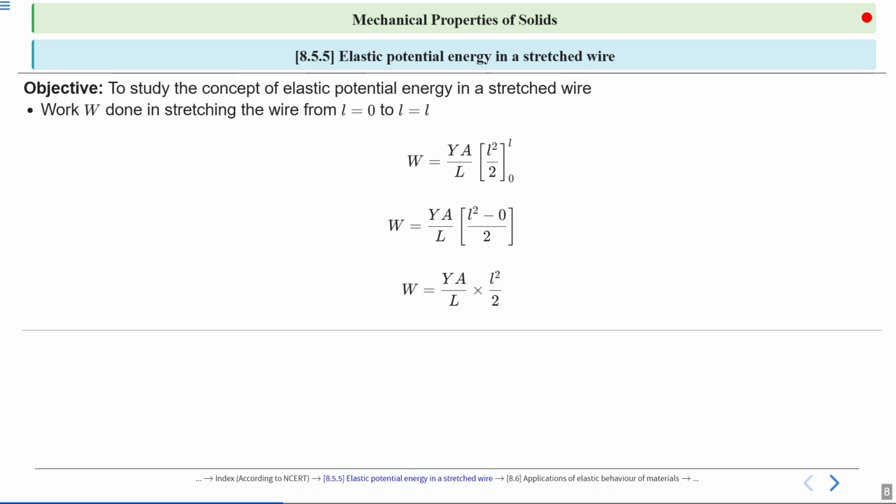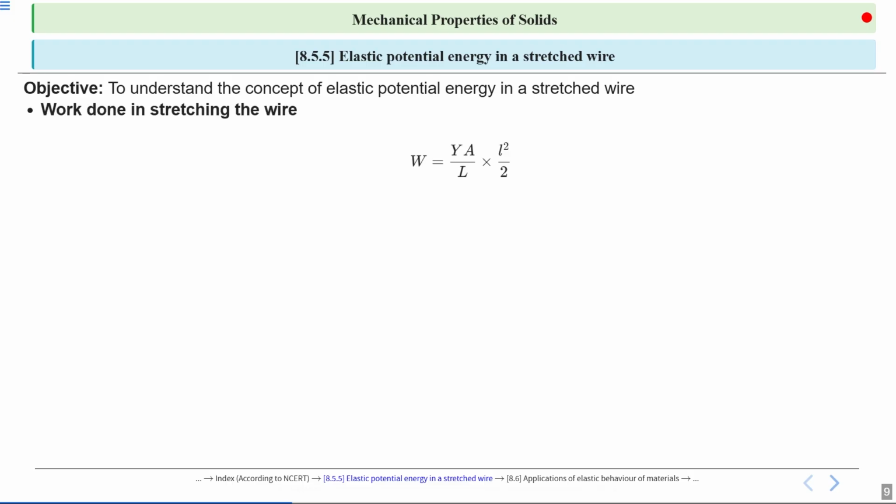Here, the final simplified formula is W equal to YA divided by L into l square by 2. Remember this. This gives us the elastic potential energy stored in the wire when it is stretched by a length l. The energy stored increases rapidly as the wire is stretched more. So small increases in length can lead to much larger increases in stored energy.